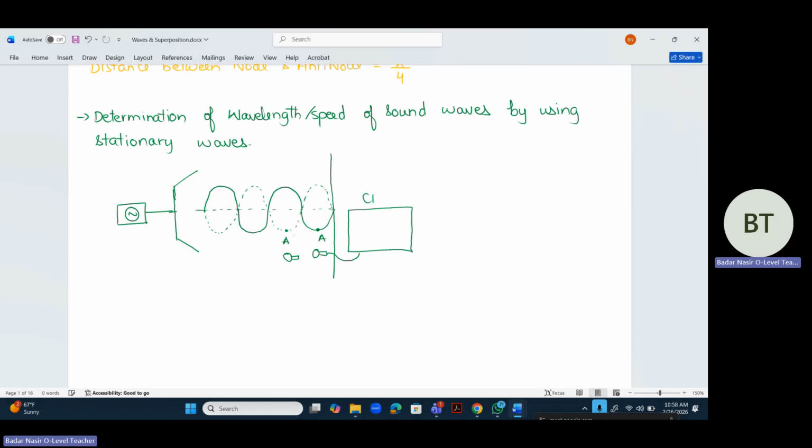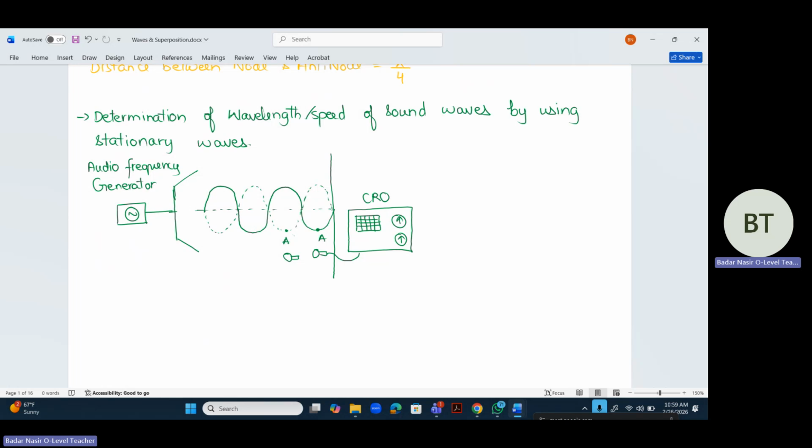So this is connected to the CRO. Okay, so we have the CRO, we have an audio frequency generator, and this audio frequency generator is going to produce a sound wave, and the sound wave is going to travel in the forward direction.